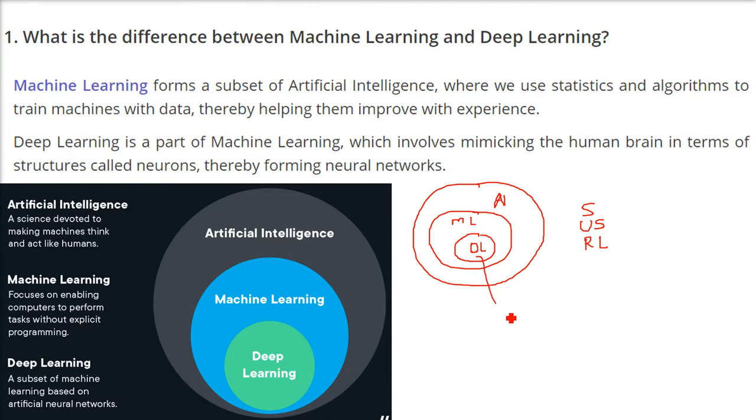Whenever we talk about deep learning, we are trying to mimic the human brain in terms of structure called neurons, and therefore forming the artificial neural network. In machine learning, we use statistics and algorithms to train machines on data, thereby helping them improve with experience. Whenever deep learning comes, you have to think about the neural networks, your brain. You are trying to make a machine like yourself, like intelligent people. So first artificial intelligence, then machine learning, then deep learning.